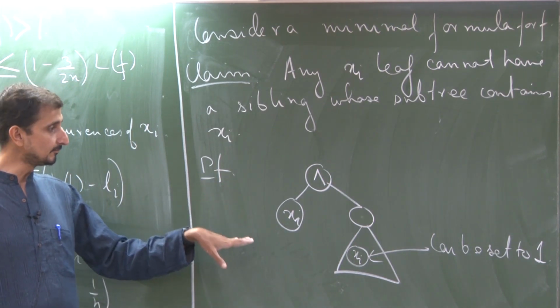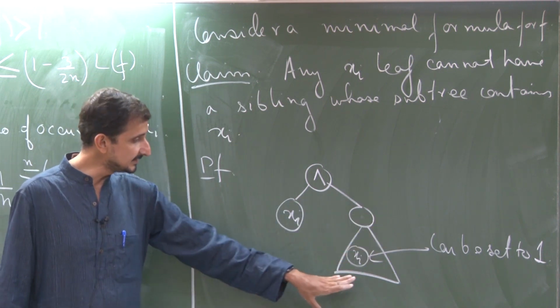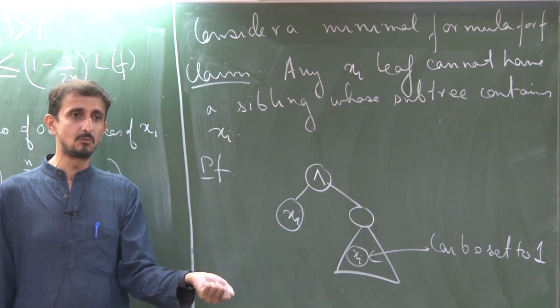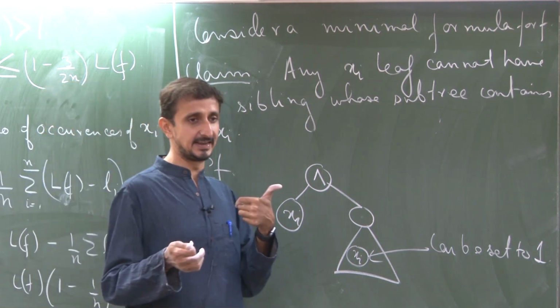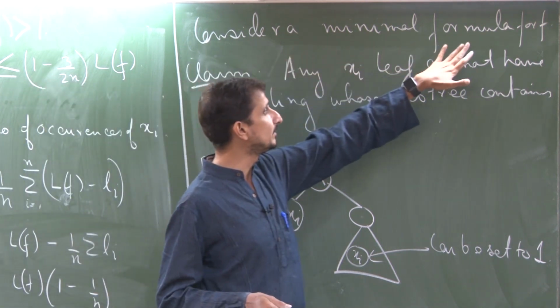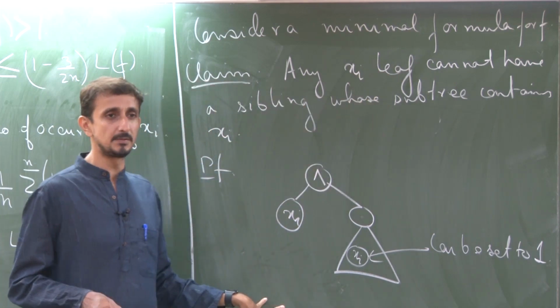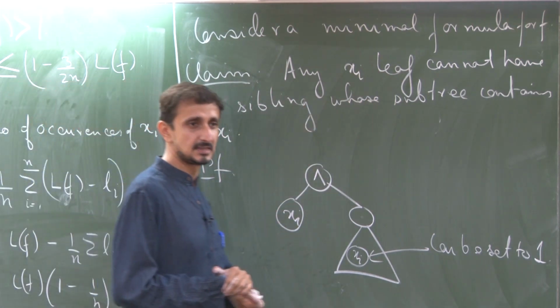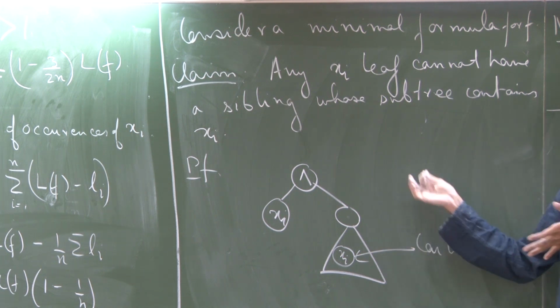Because if I have a structure like this, then I can replace this xi with a 1, which means that I am shortening the size of the formula by at least one gate. So, the assumption that I made, that we consider a minimal formula for f, means such a structure cannot be present in that minimal formula, and if I have an OR gate, the same argument holds. Okay. It is kind of a pictorial way of proving this.